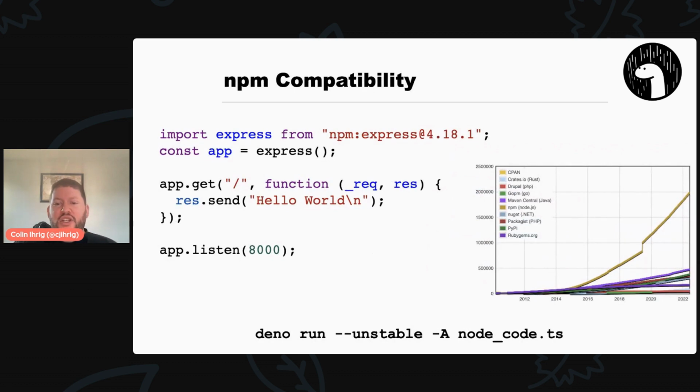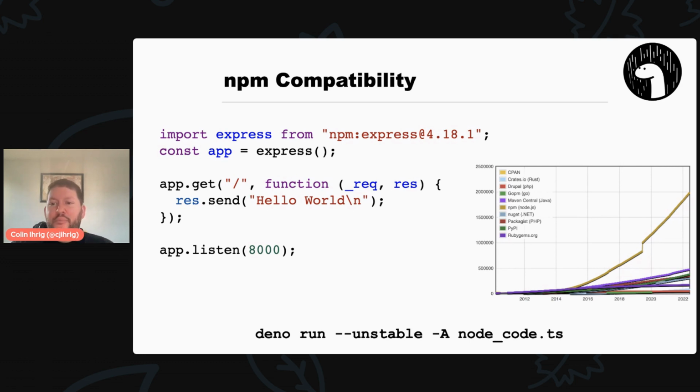And then a big thing that we just announced recently was NPM compatibility. Say I wanted to import an Express server, I can just write npm:express and then optionally give a semver version string on the end. Deno will pull that package from NPM for you, and then you can use it just as if you were writing Node.js code.